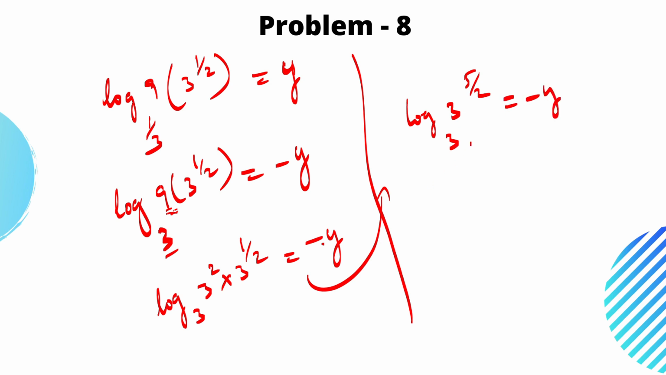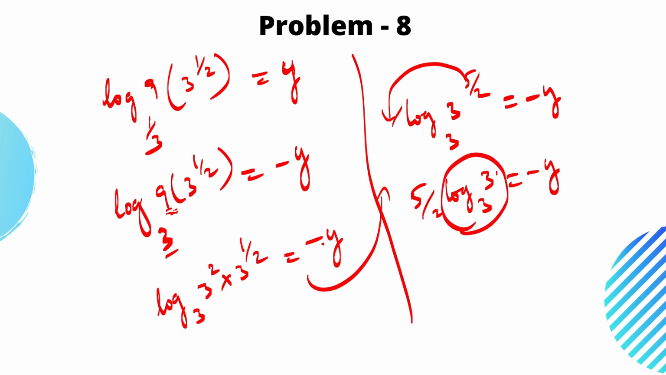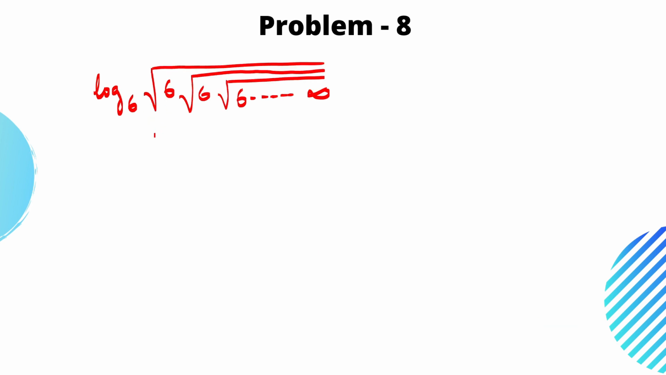Now this 5 by 2 comes to this side, so 5 by 2 log 3 to the base 3 is equal to minus 1, and this is equal to 1. So 5 by 2 is equal to minus y is equal to minus 5 by 2. So solve this. How can you solve this?